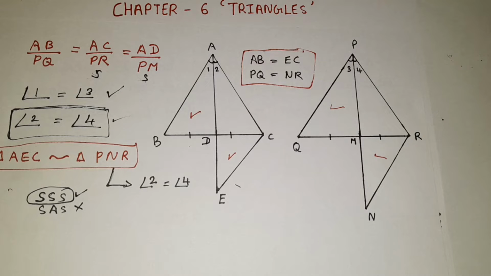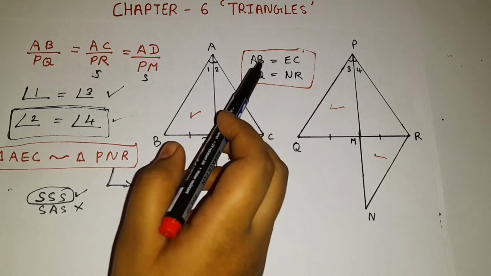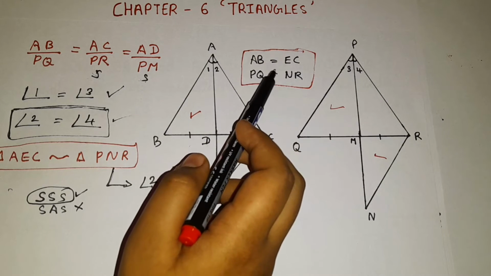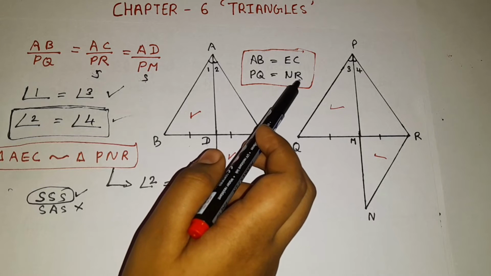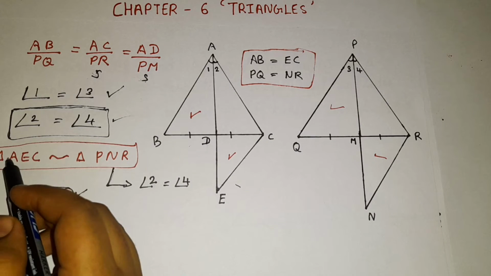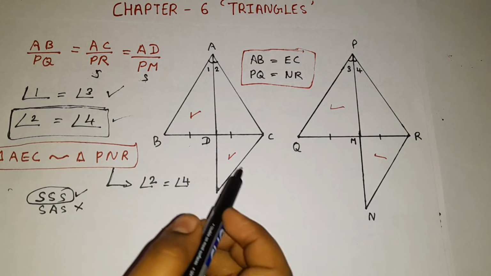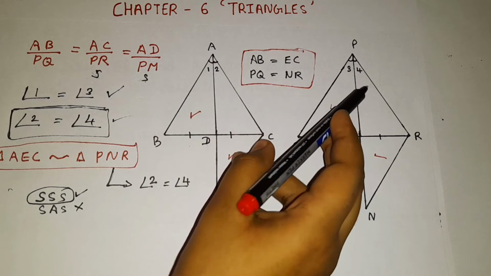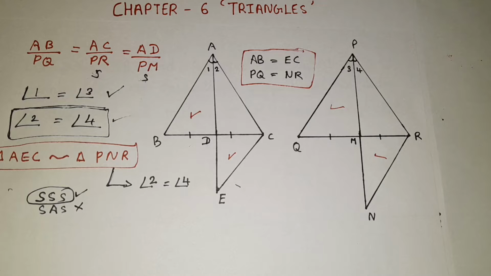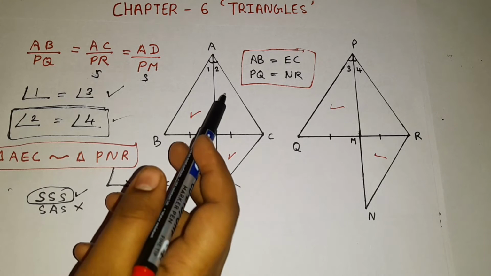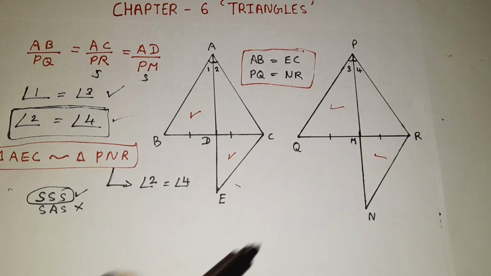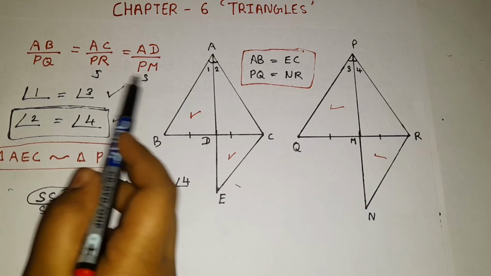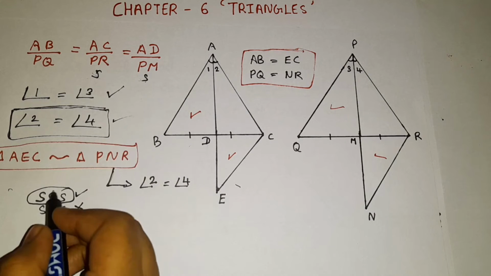Why? Because if I prove congruent only, I will be able to use AB is equal to EC and PQ is equal to NR for proving this whole triangle is similar. Why are we proving this whole triangle is similar? Because we need angle 2 is equal to angle 4. That's why we are proving it as similar. For proving it as similar, we need a value. Already we got two side values. We are finding one more side.